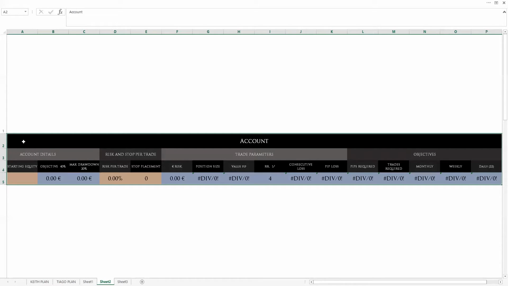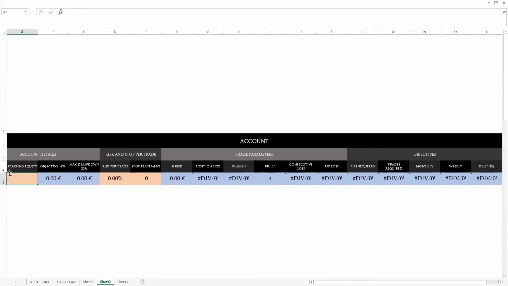So the sheet is quite simple. You really only have to fill in some cells, and it calculates by itself. So let's start with 1,000. If I had a 1,000 euro account and my objective was 20%, that would mean that I would need to make 200 euros in the time frame that I defined here.